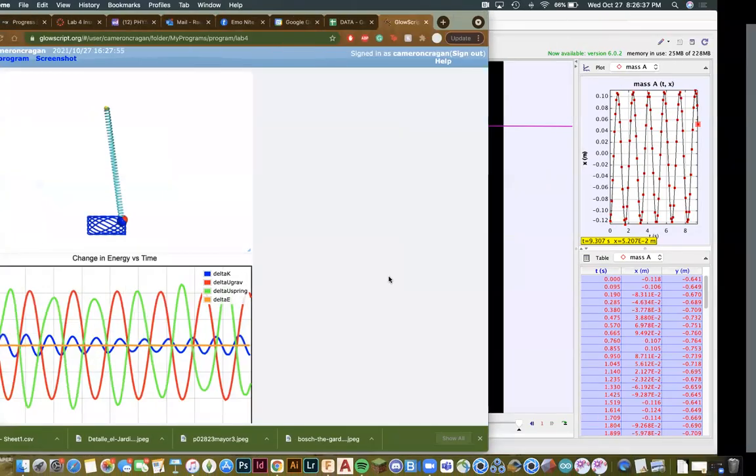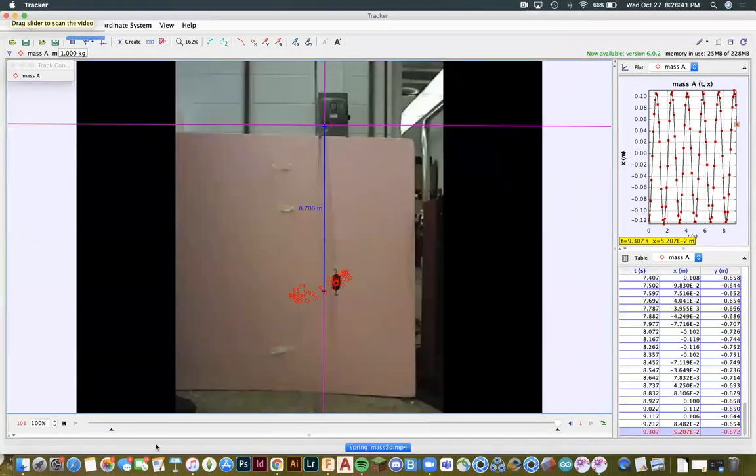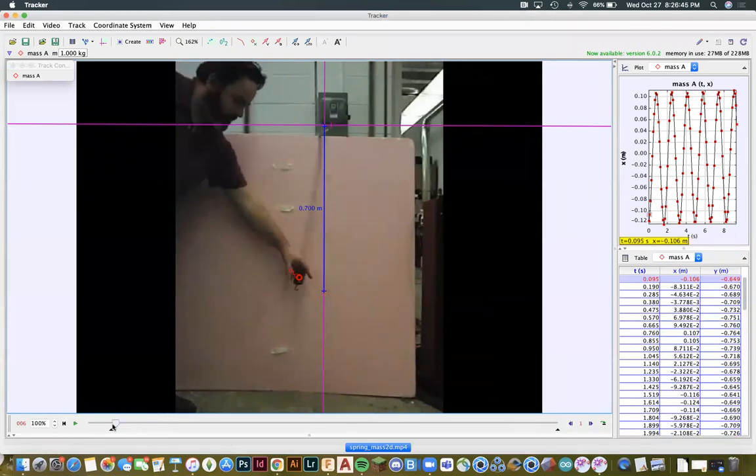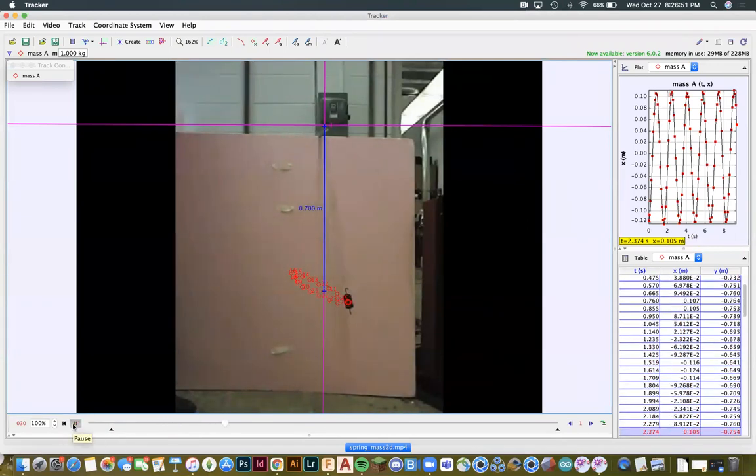So for my Tracker observation, I went through and set the initial conditions of the proper length of the spring and collected data points as the spring moves the mass around. And here are those data points showing up here, and this is time versus the x direction.